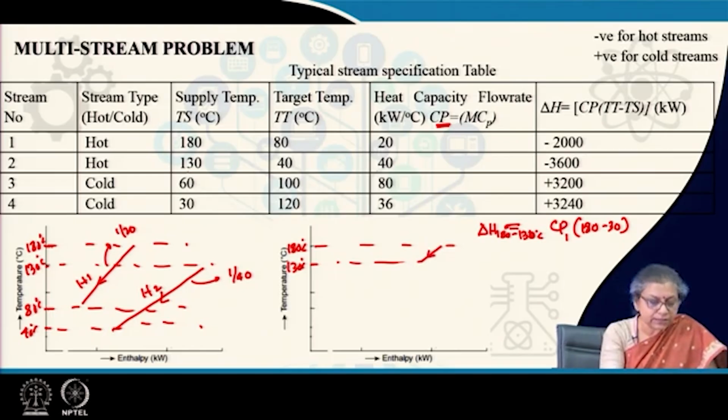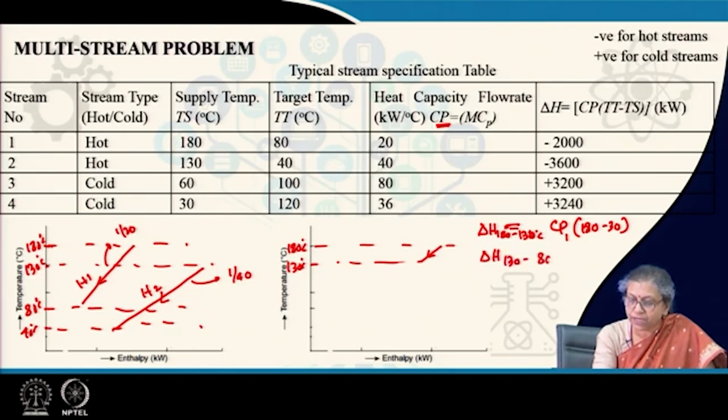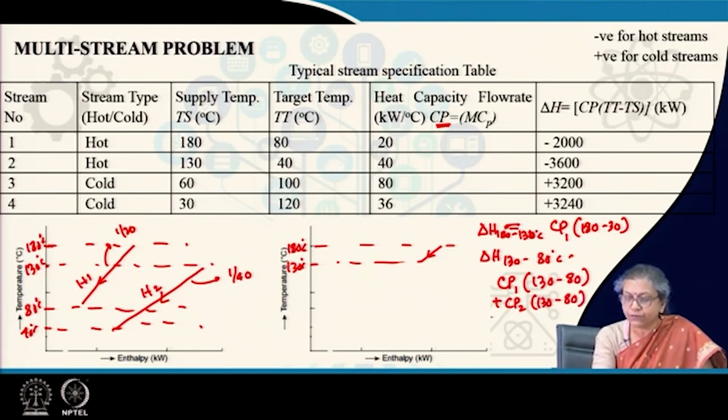Now, from 130 to 80, if you see delta H for 130 to 80, then what is the total heat interaction that is taking place? This is equal to Cp1 into 130 minus 80 plus Cp2 into 130 minus 80. So, therefore, in this particular case the composite curve should comprise of sigma Cp hot, since I am talking about the hot composite curve, into 130 minus 80, which is the temperature difference here.